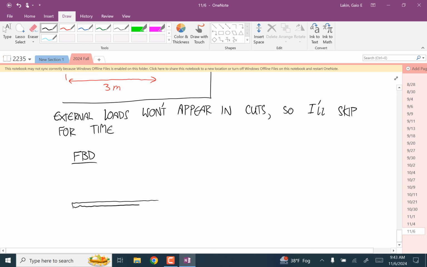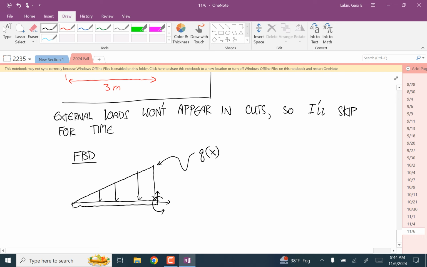So our free body diagram of the whole thing looks like this. We have these things that we don't know what those are. And then we have this distributed load. And I am going to express this distributed load as the function Q by finding the equation for this line.